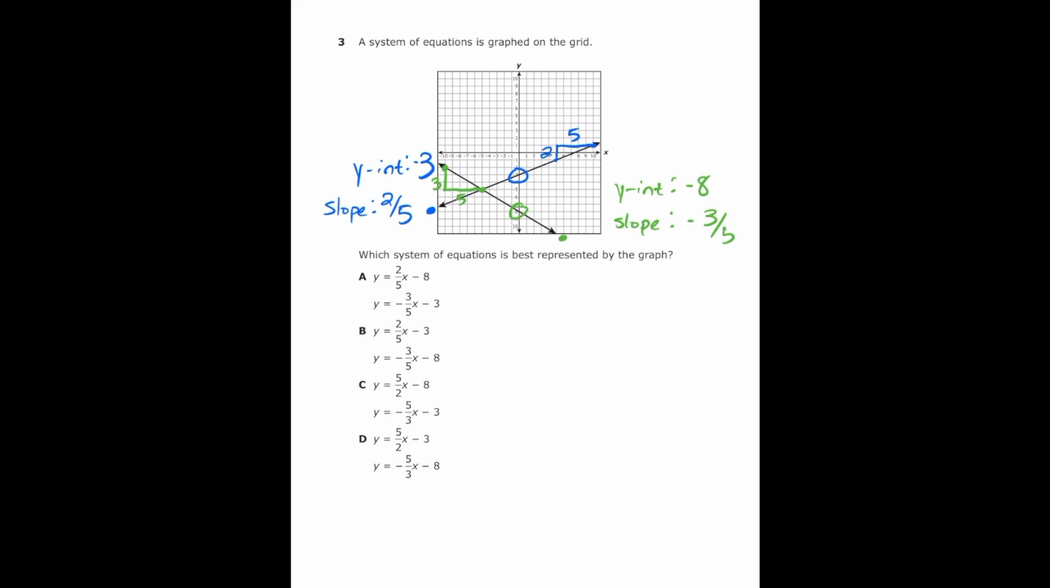Now I just have to plug in my slope and y-intercept for my equation. So for the blue line, I'm going to have y equals 2/5x minus 3. And for the green line, I'm going to have y equals -3/5x minus 8. And so if I look at my answer choices, I should find that my answer is letter B.